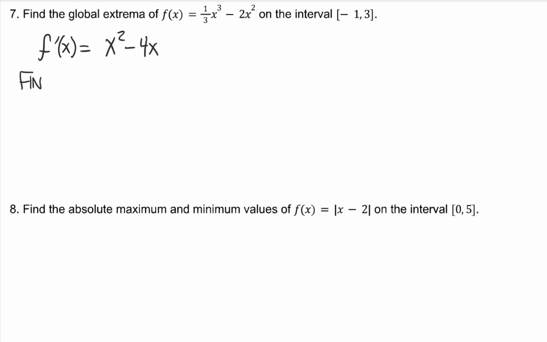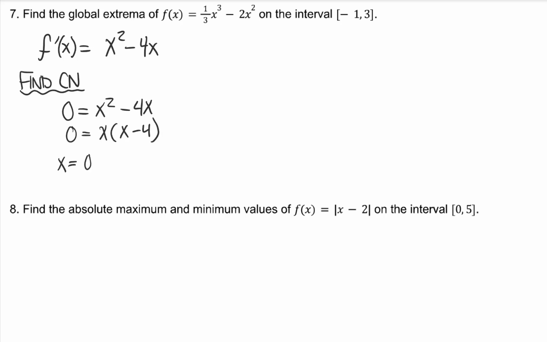To find critical numbers, we're going to make f prime of x equal to 0 or check when it's undefined. Again, we have a polynomial, so it's continuous and not undefined. Our two critical numbers are 0 and 4. Step 2 is to determine the y values at the endpoints and at the critical numbers. Notice that the critical number 4 is outside of our interval, so we don't actually need to test it out.